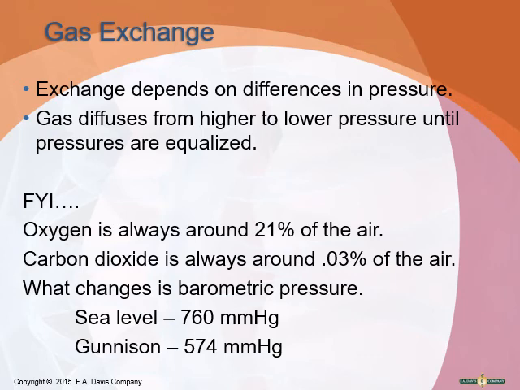Same thing goes for Gunnison. The atmospheric pressure in Gunnison, because we're at altitude, is much lower. If you multiply 574 by 0.21, you get that partial pressure of 120.5.